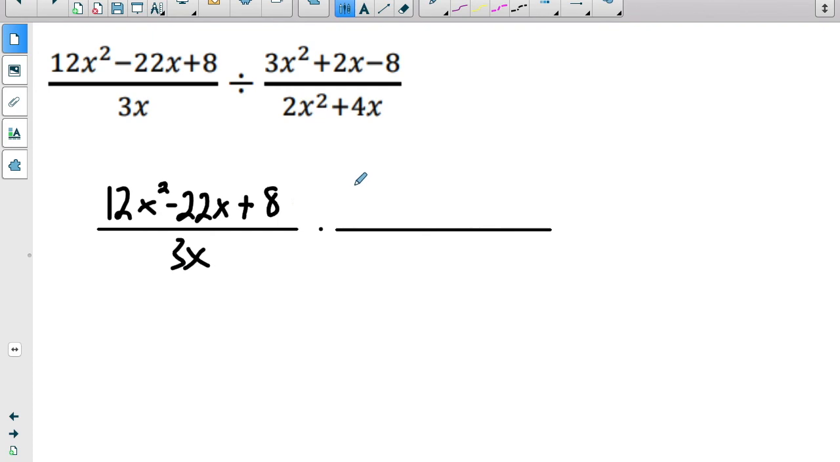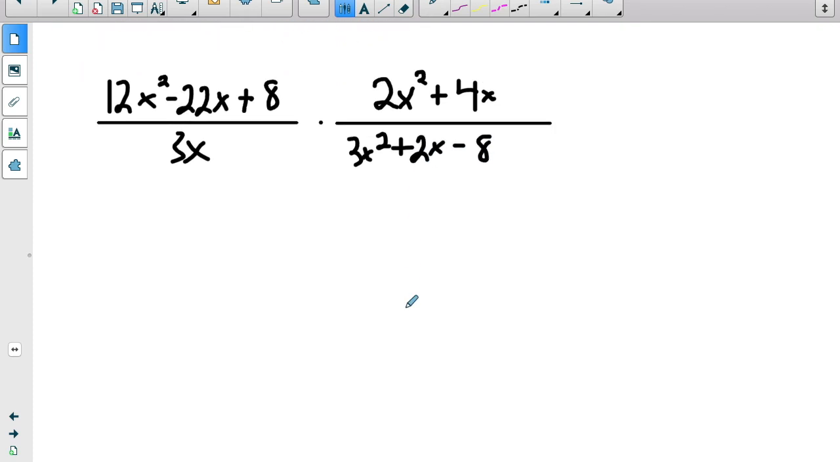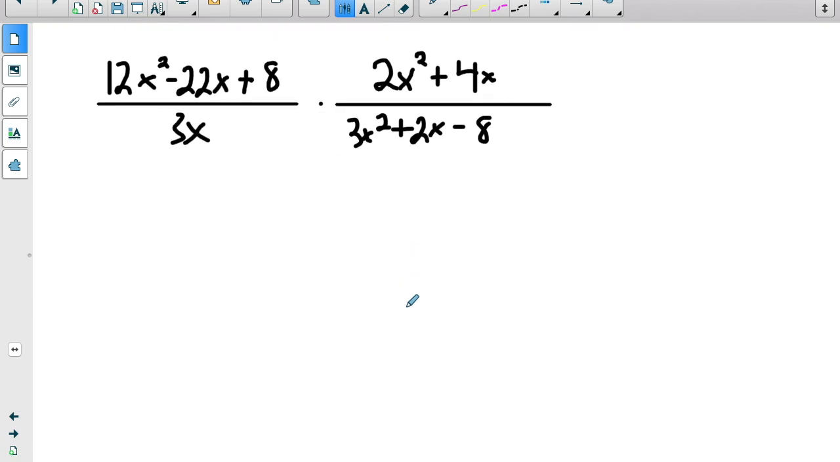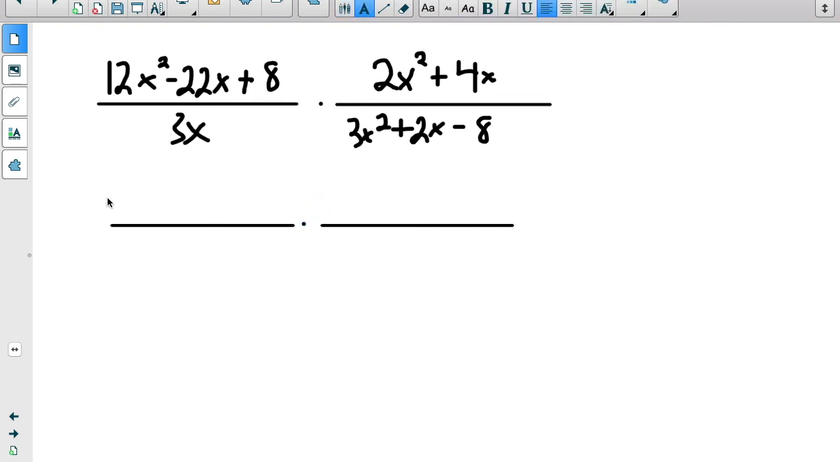3x stays the same. Now the second fraction flips, so we'll have 2x squared plus 4x on top, and on bottom we'll have 3x squared plus 2x minus 8. So we changed it from division to multiplication and flipped the second fraction. Now what we can do next is we can go on and multiply these together. Well, to multiply them together, we really need to factor them.